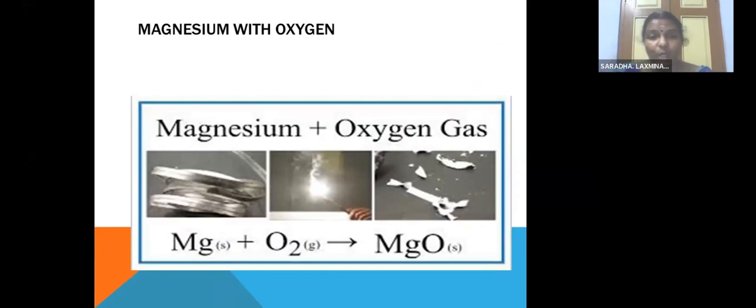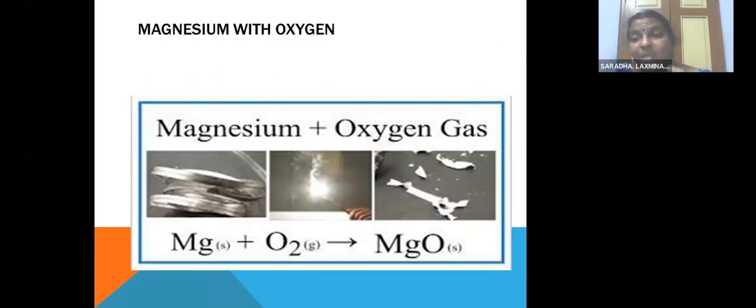I'll show you one video for this also. When magnesium is in the form of a ribbon, and when it is burnt, you have to nicely wipe off the surface of the magnesium, because there are chances for the magnesium to have reacted with the oxygen. So you should wipe off the surface using some paper, and then burn it. It burns with a bright white flame. Bright white flame is important.